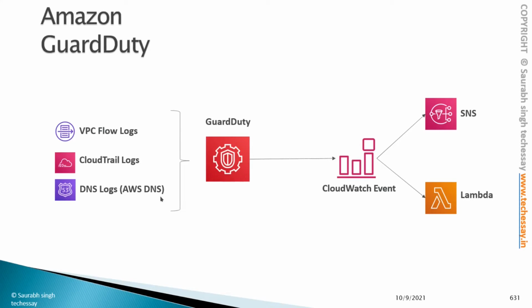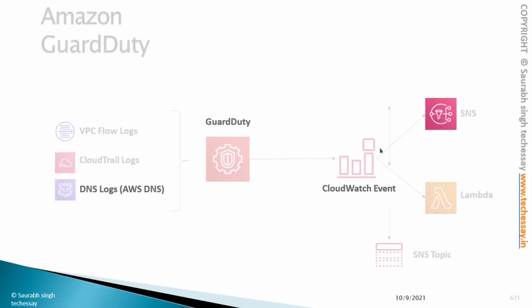Here is an example of GuardDuty. Over here we are analyzing VPC flow logs, CloudTrail logs and DNS logs by using GuardDuty, and if any unusual activity or anomaly is present in these logs, then it basically triggers a CloudWatch event, and then further.